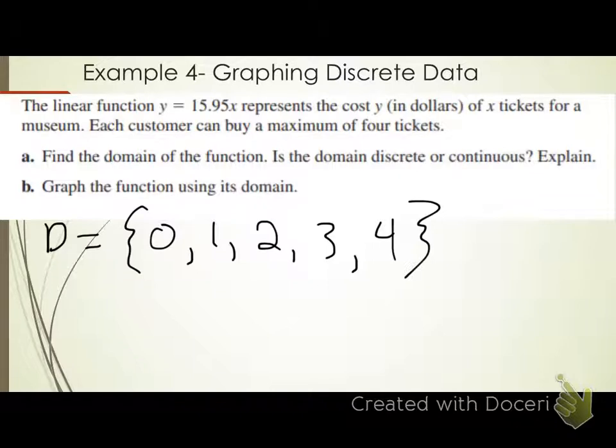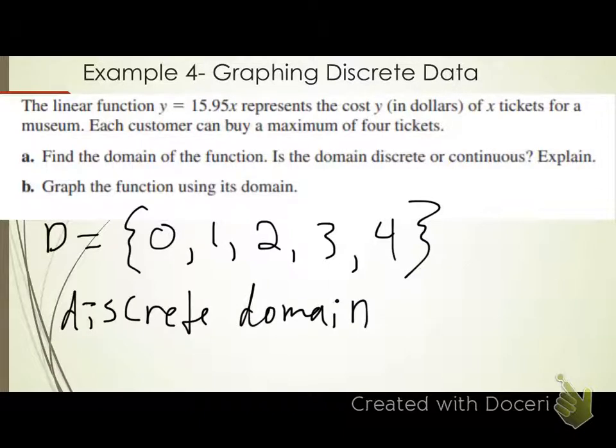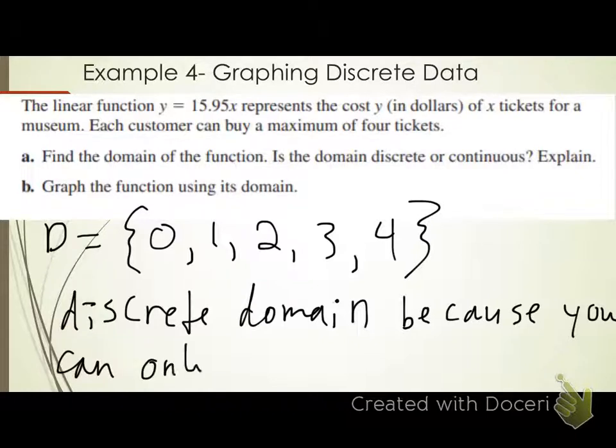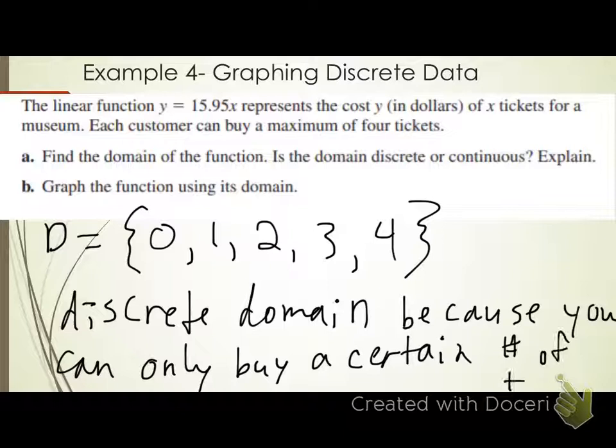My domain is 0, 1, 2, 3, and 4. So since this is only certain numbers on an interval, then this must be a discrete domain. So I'd say it's a discrete domain because you can only buy a certain number of tickets.